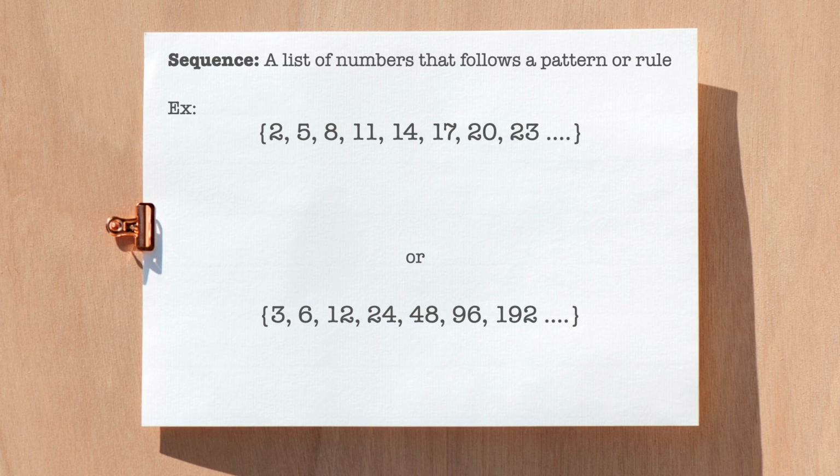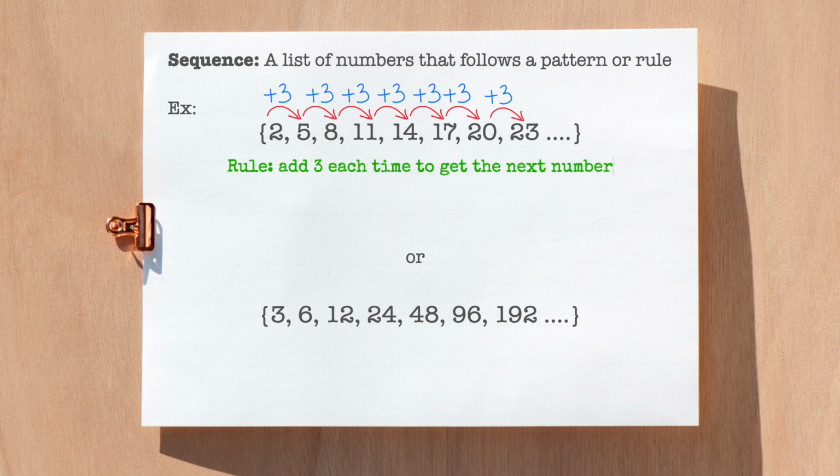For the first rule, you probably got it. It's just saying that each time I'm adding 3, plus 3, plus 3, every single time, all the way down. I always can find the next term just by adding 3 to the previous term. In fact, I could write that rule as a sentence. Add 3 each time to get the next number.